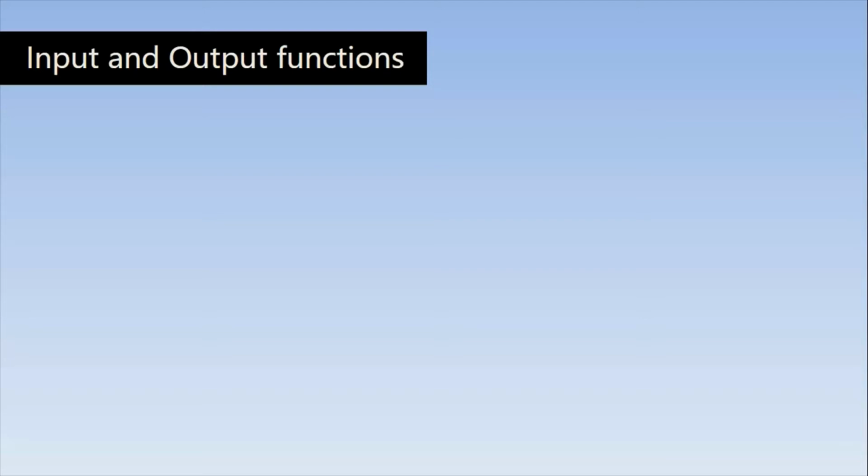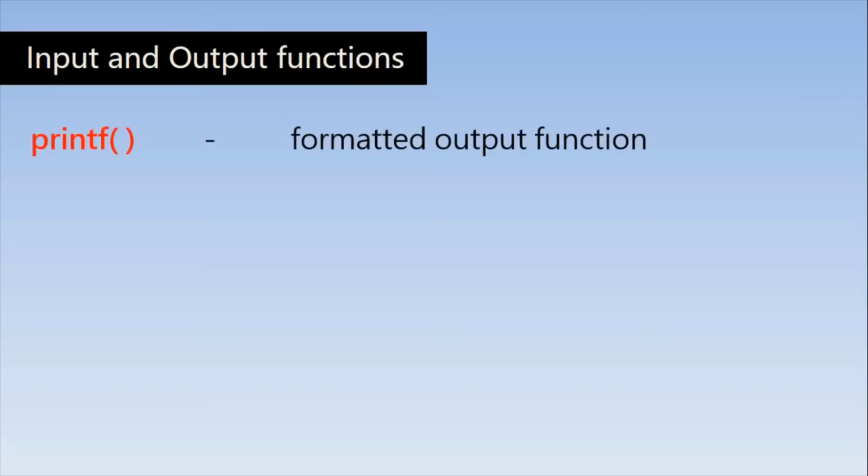So let's see some very important input and output functions. First comes the printf function, which is a formatted output function. We have already used this printf function to print something out on the screen, right? We use this function to print some text and the content of the variables on the screen. That is why it is called a formatted output function, which means we can format the output that we are going to print on the screen. We can set the type of the data that is going to be printed on the screen.